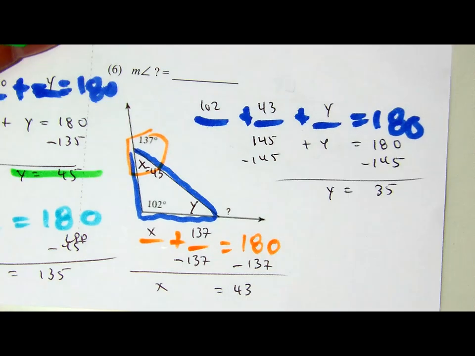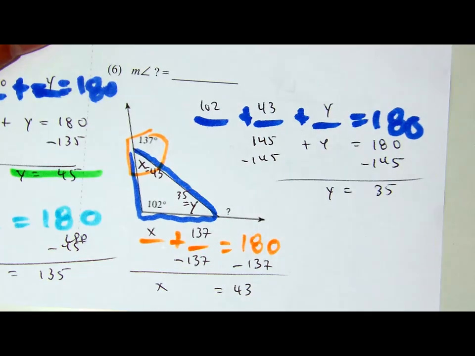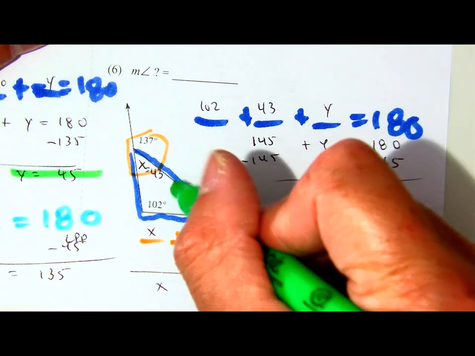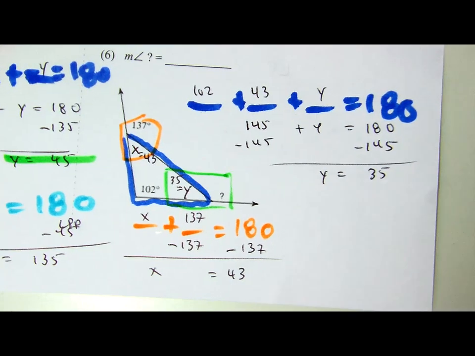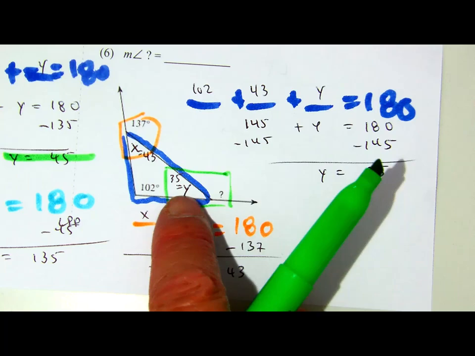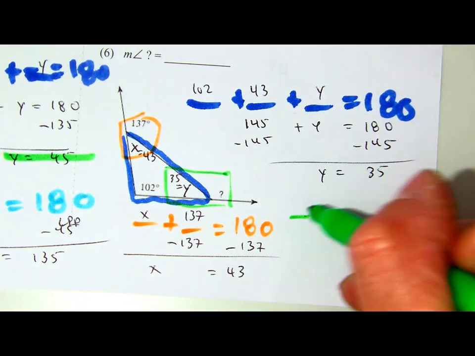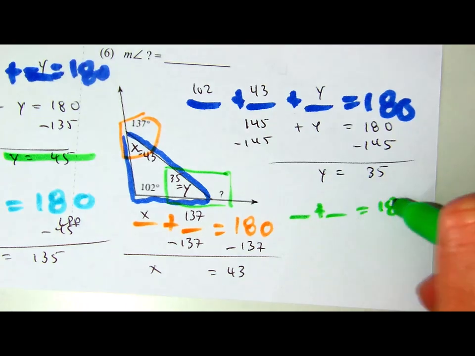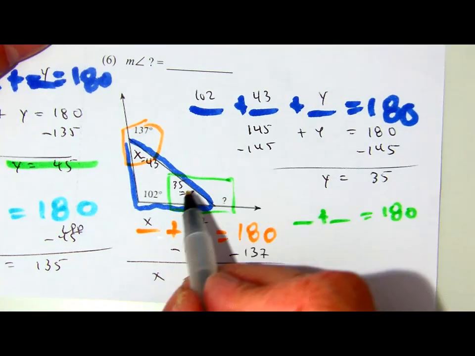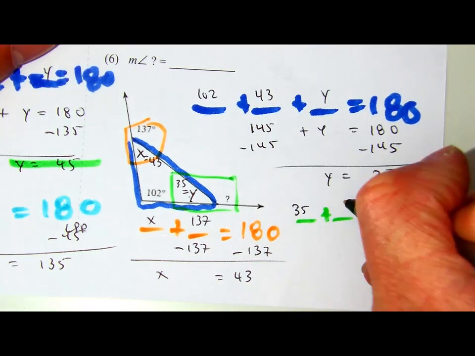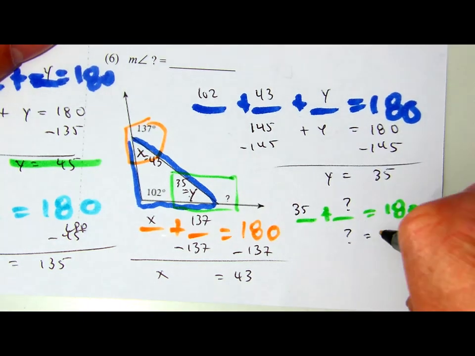So if I know that y is equal to 35, I'm trying to find the question mark. You'll notice that these two are on an x or a line. Class, is it an x or a line? It's a line, so that'll be a linear pair. Blank plus blank equals 180. So 35 plus the question mark. Subtract 35. The question mark is equal to 145.